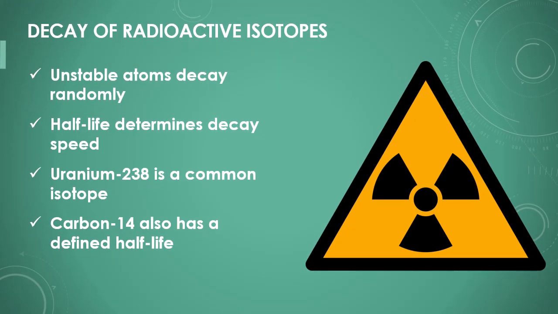Radioactive isotopes are unstable atoms that change by the decay of their nuclei. The decay happens randomly, but the half-life indicates how quickly this process occurs on average. A well-known example of a radioactive isotope is uranium-238. Other isotopes, like carbon-14, also have their own half-life.